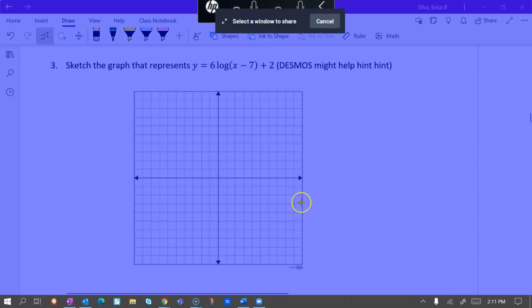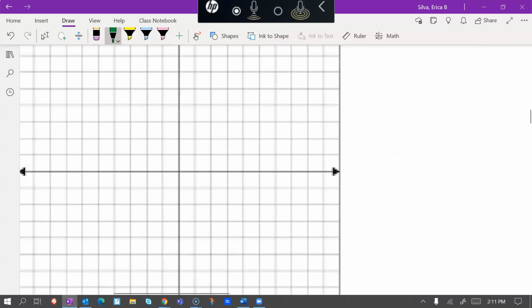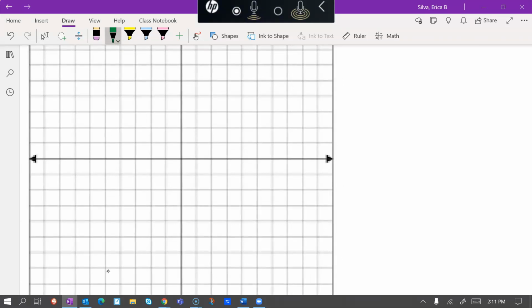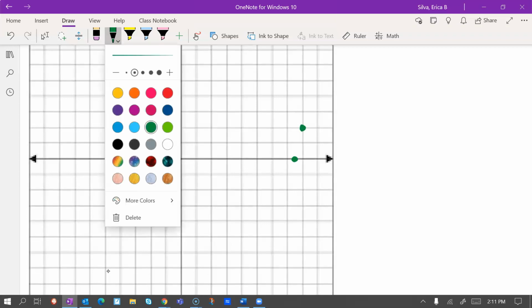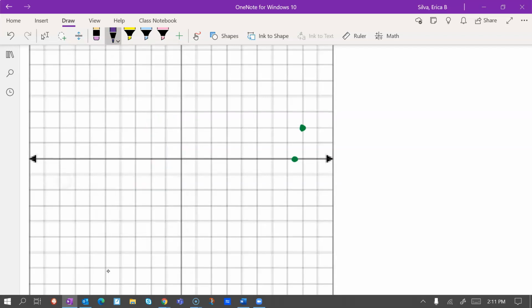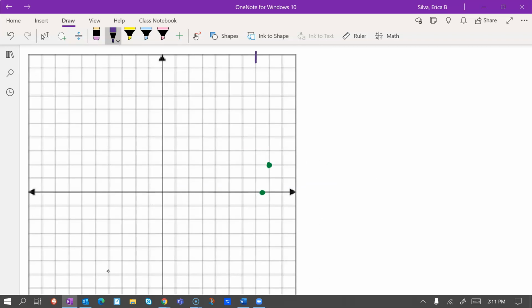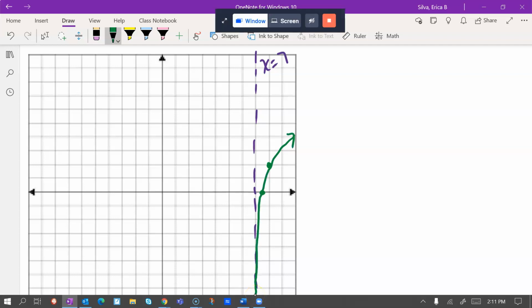So if we go back to our graph, we're going to plot 7.50, 1, 2, 3, 4, 5, 6, 7.50, and then 8, 2. And then we're going to draw a vertical line to represent our asymptote at 7. So this is x is equal to 7 because it is going through the x-axis at 7. And then we're going to continue graphing our line, getting super close to that asymptote, but never touching it.